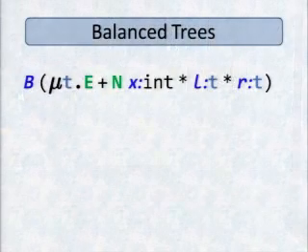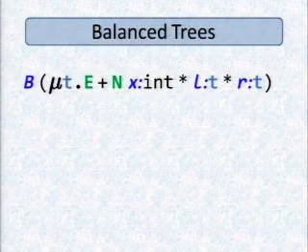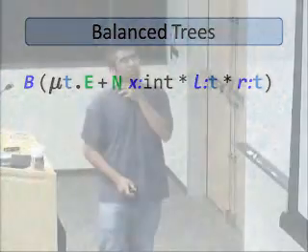Okay. Balanced trees. Great. So what about balanced trees? This is with just the data, right? How would I specify a tree where at each level in the tree, the heights of the left and right tree were not too different?